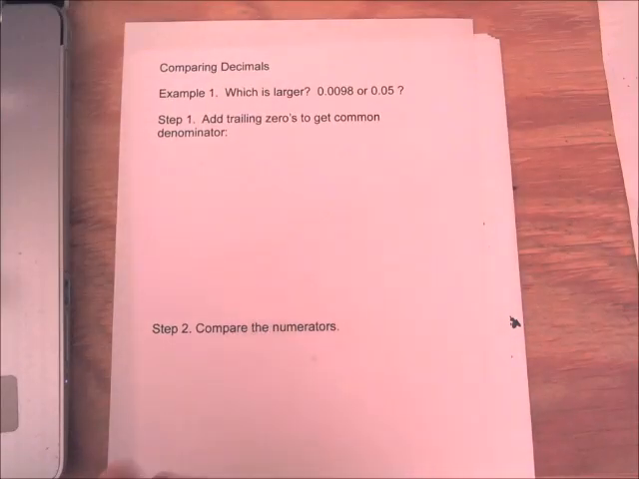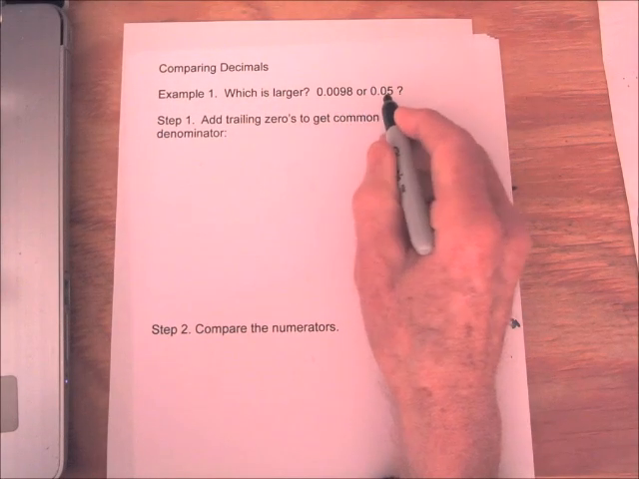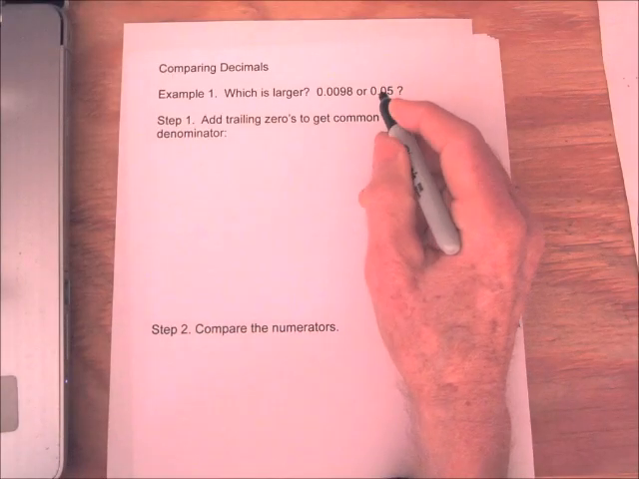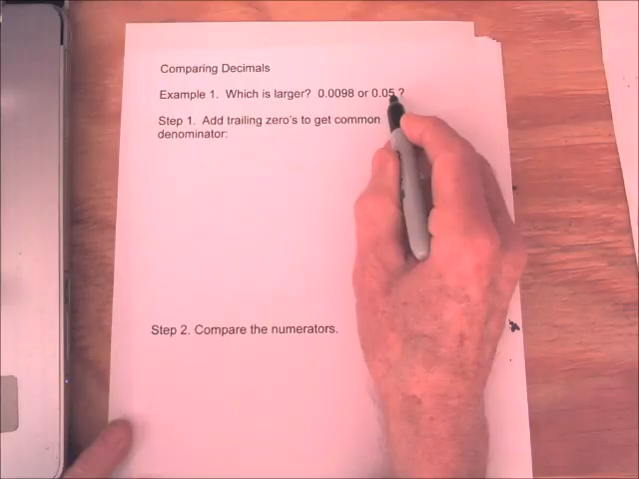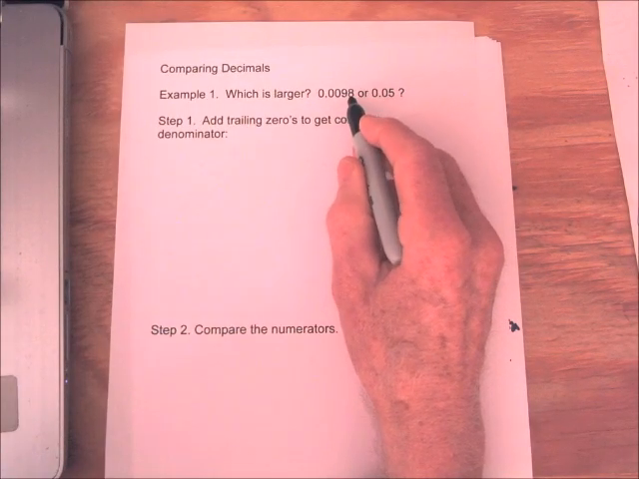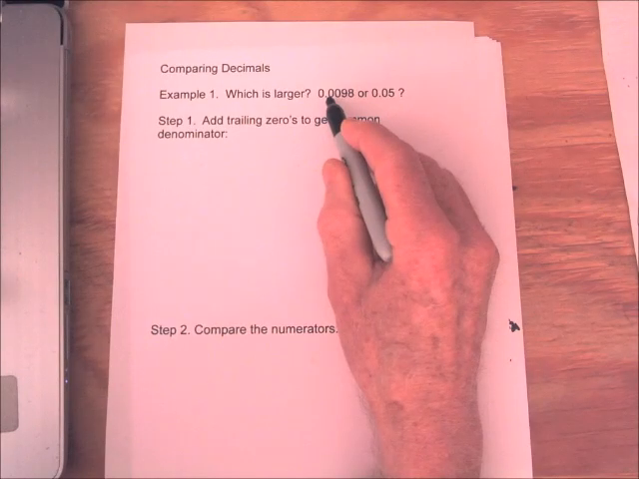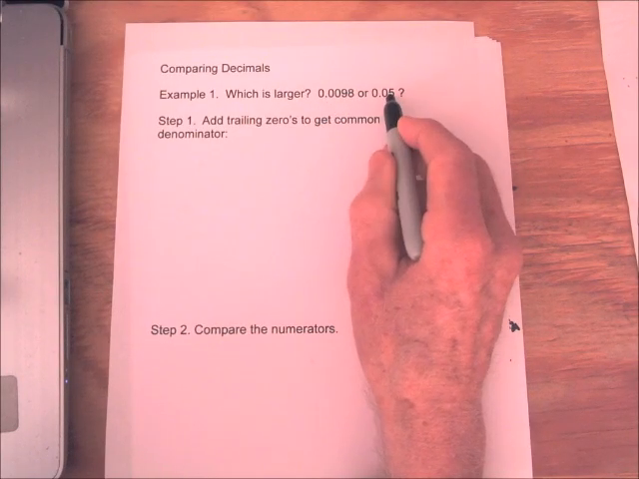Comparing decimals, which is larger, 0.0098 or 0.05? Well, one way of doing this is to add trailing zeros so that both numbers have the same number of digits to the right of the decimal. The first number, 0.0098, has 4 digits to the right of the decimal. The 0.05 only has 2 digits.